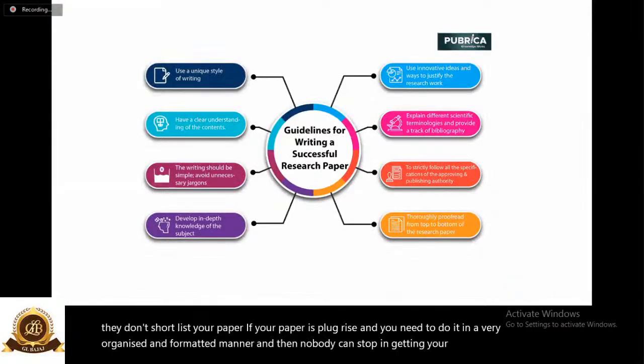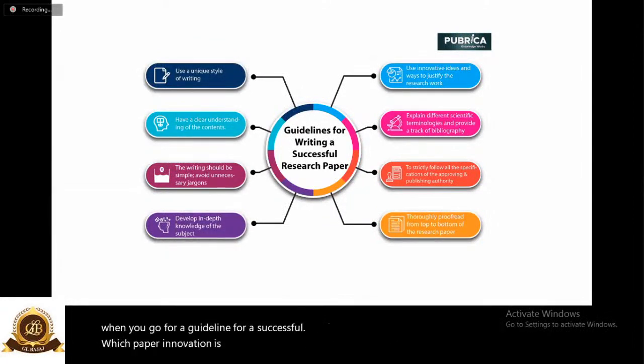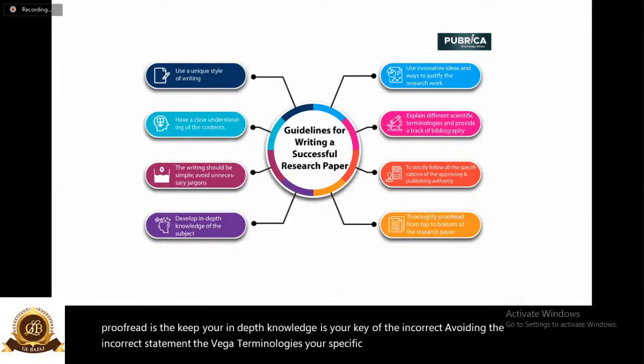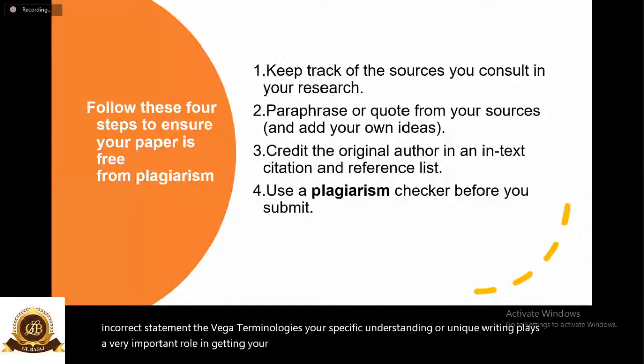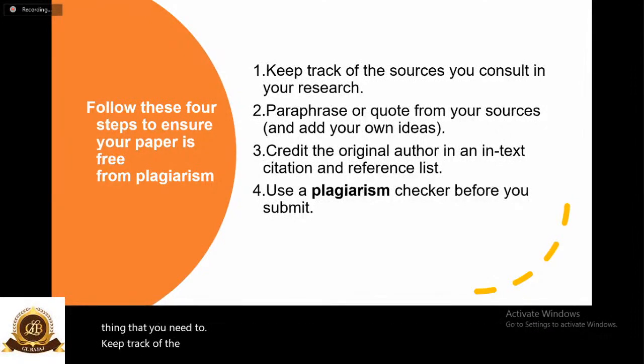So when you go for guidelines for a successful research paper, innovation is the key, technologies is the key, then your publishing specification, proofreading is the key, your in-depth knowledge is your key, avoiding incorrect statements and vague terminologies. Your specific understanding of unique writing plays a very important role in getting your paper accepted or not. And you need to keep track of the work that is being done, and you generate your ideas.